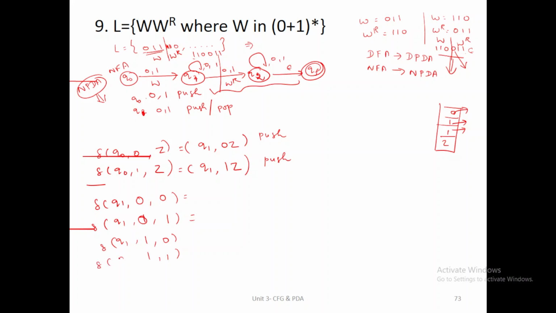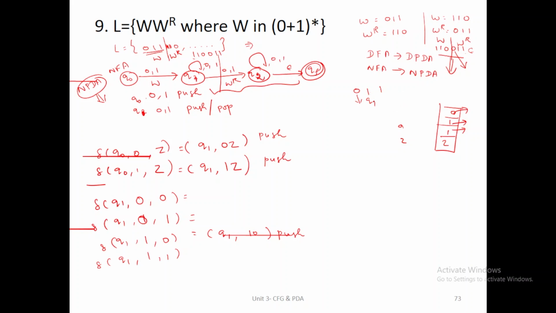If it is a different symbol, we can directly push that value. For example, 0, 1, 1. 0 will be pushed on the stack, so Z, then 0, and this is Q1. Q1 reads 1, but the topmost value is 0. So Q1, 1, 0 means you can stay in the same state with a push operation. There is no problem in it.